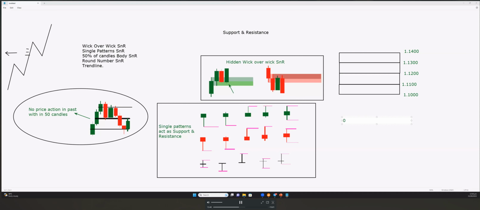A round number ends with a double zero. A round number ends with a triple zero. These numbers are called the round numbers, which act as support and resistance. Why are they acting as support and resistance?